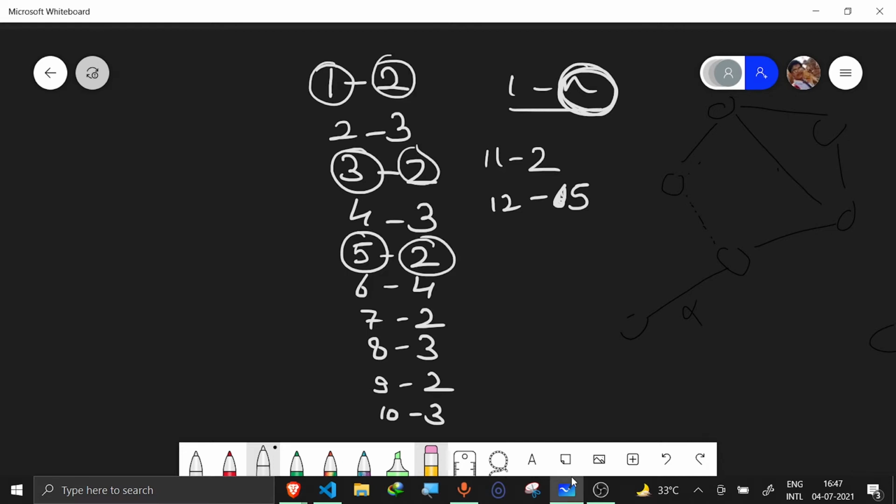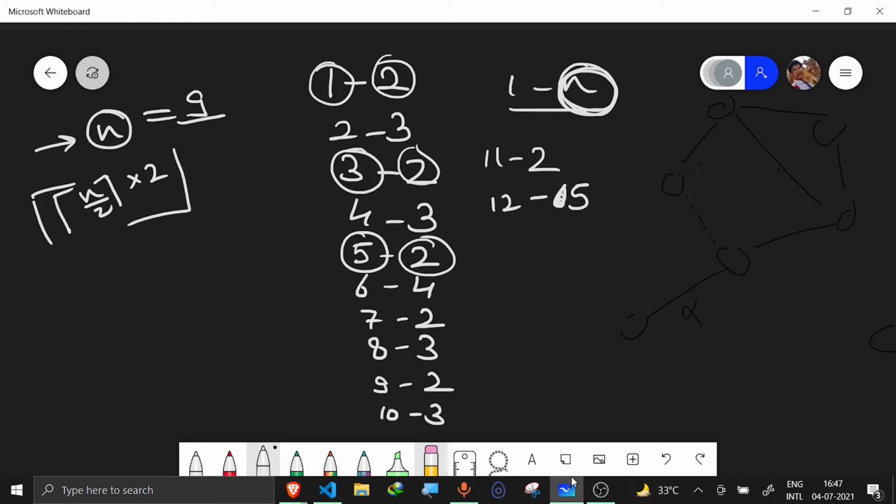So for this, what you could do is, suppose you are given a number n, say 9, anything. So what you can do is just find the ceil of n by 2 and multiply it by 2. This would give our answer for all the odd numbers between 1 to n. And now for all the even numbers, there is a pretty different scenario.